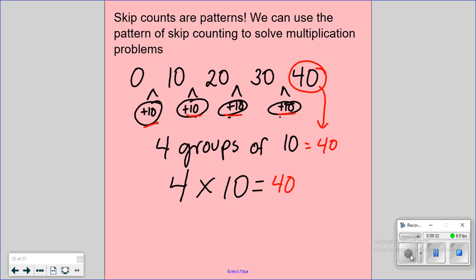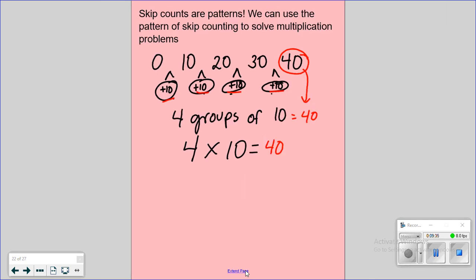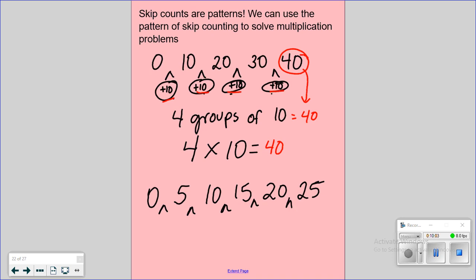Let's do another skip count. How about 5? So 0. I'm writing, that means you're writing: 5, 10, 15, 20, 25, and then I'll stop there. I'm going to put my triangles of change, so I can identify what is changing in my pattern.